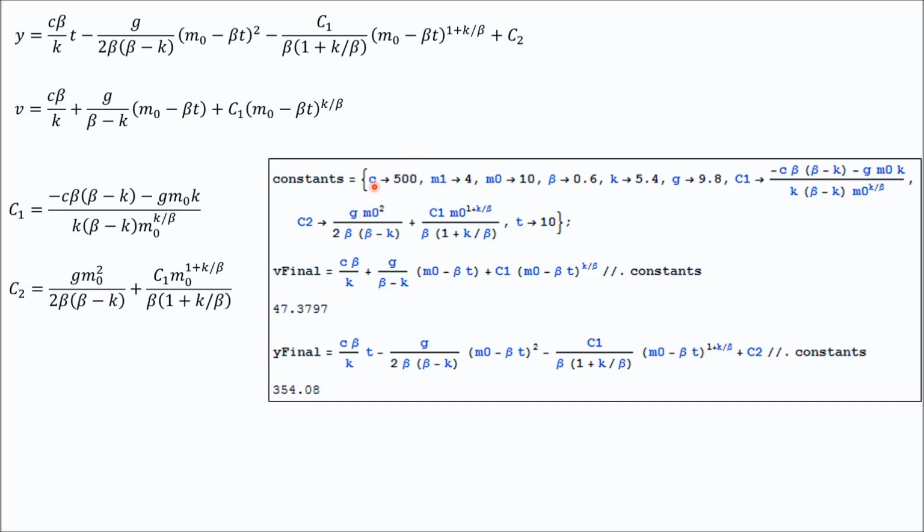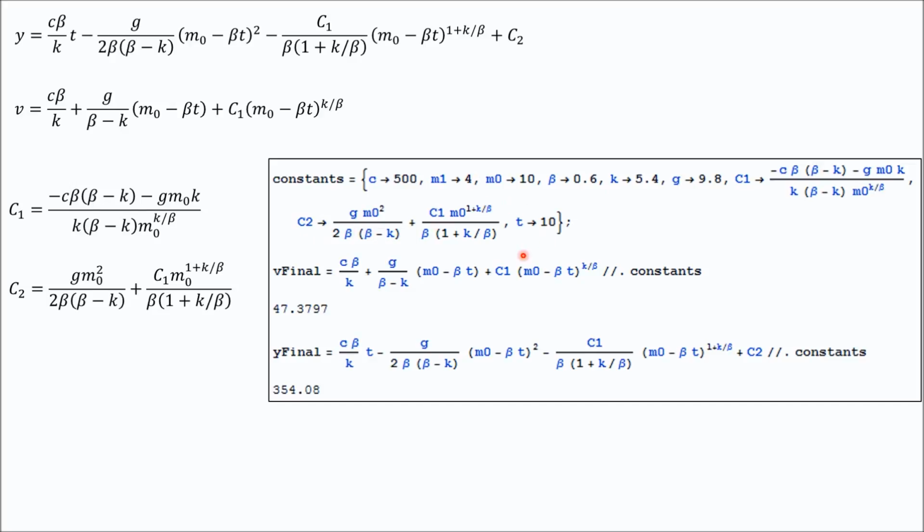So these are the constants that we were given in the problem. Lowercase c, that's the exhaust gas speed, was 500 meters per second. The final mass is m1. We actually didn't end up using the final mass. We just used the mass rate of exhaust gas release, which was beta. Anyway, these are all of our constants that we were given in the problem. This is our expression for c1. This is our expression for c2.